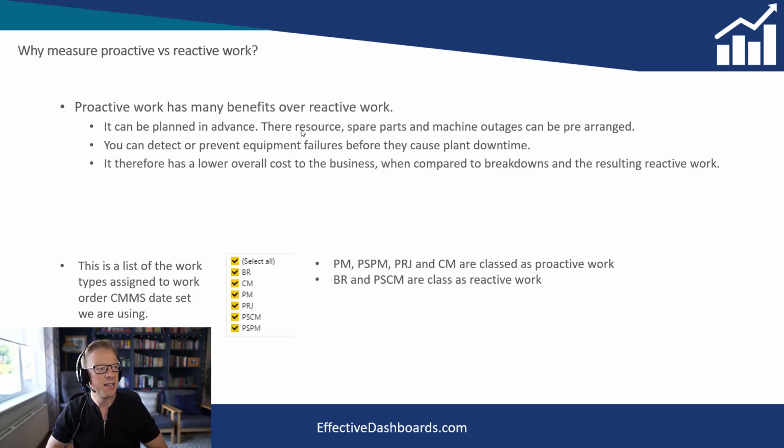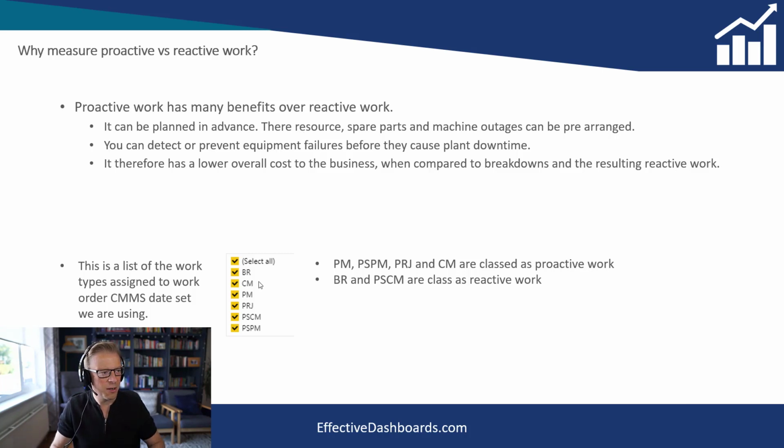So that's the reason it's important to understand what percentage of work is proactive versus reactive. And we typically want more proactive work, a lot more proactive work. There can be various different targets depending on the strategy that you've got, but we're going to go for a target of around 75% of work hours as being proactive, and we can accept 25% as being reactive. So that's what we're going to look at.